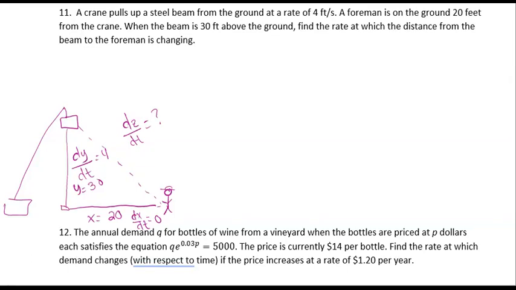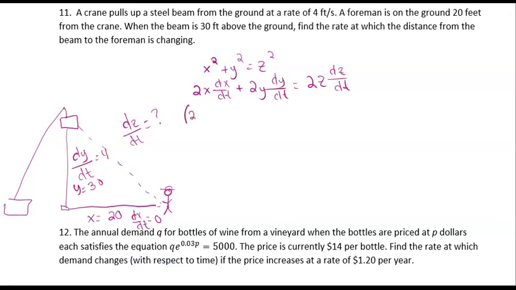So let's see what we can do from here. This looks like a Pythagorean theorem question to me. So we have x squared plus y squared is equal to z squared. And so if I take the derivative, I'll have 2x dx dt plus 2y dy dt is equal to 2z dz dt. There we go. Now let's put in what we know, and what we don't know, we'll just come back and figure that out in a few minutes.